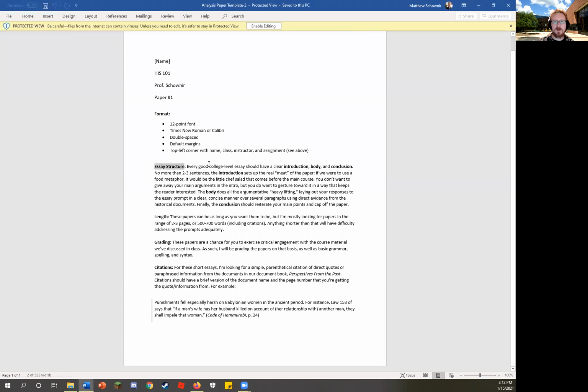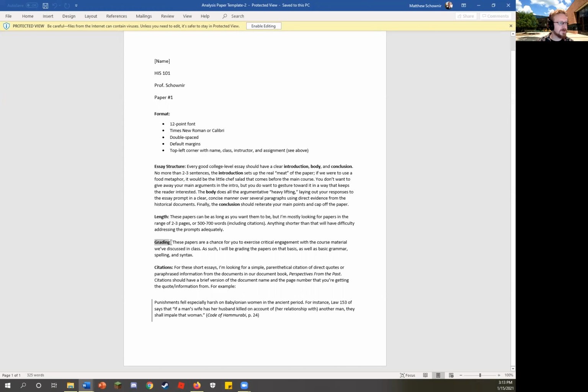For the essay structure, I want it to look like a good, solid college paper, which has 3 parts: an intro, a body, and a conclusion. Hopefully in high school or in a different English class, you've already learned how to do this, but this is just there as a refresher to talk about what a good college-level paper looks like. Those are the 3 parts: intro, body, conclusion. We'll take a look at that in just a second.